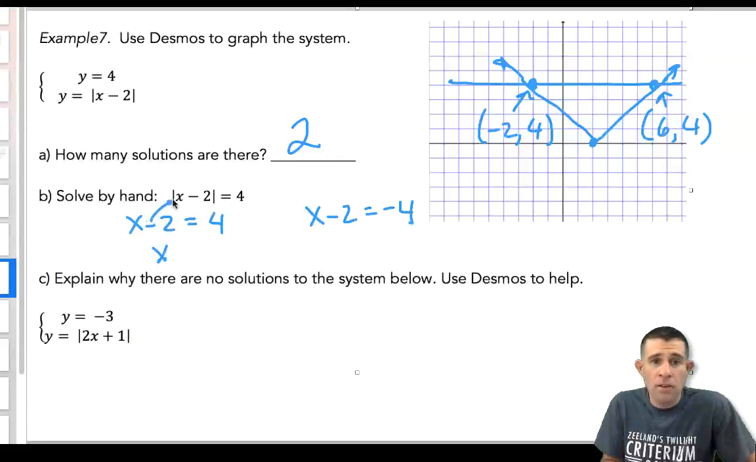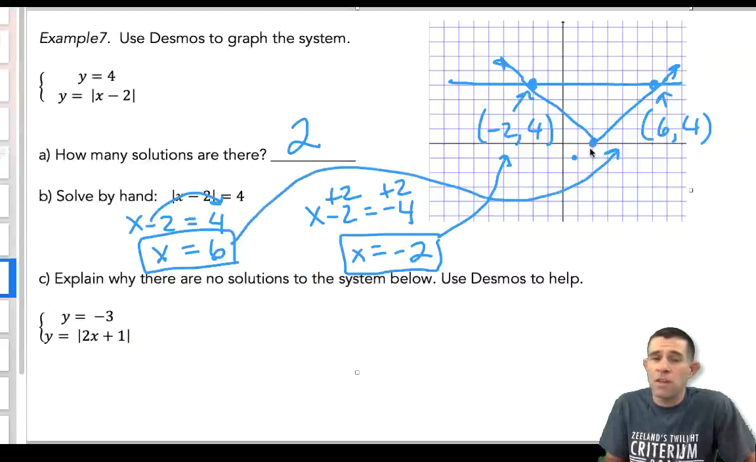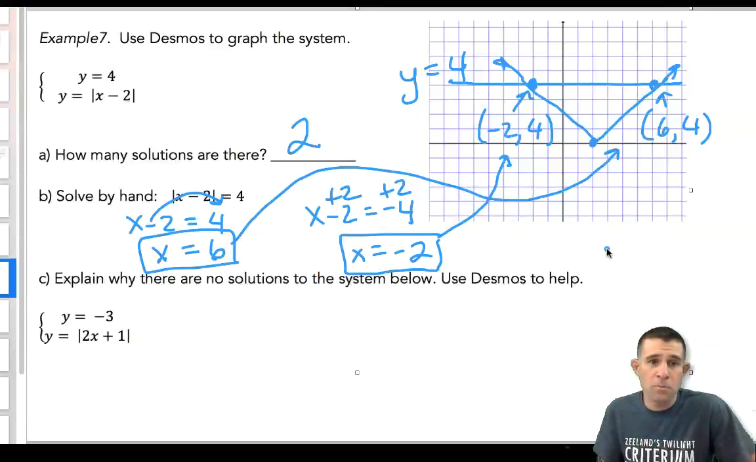I'm going to add 2 to both sides here, so this gives me x equals 6, and if I add 2 to this side here, I'll get x equals negative 2. So again, these are directly related to your intersection points that you see between the line of y equals 4 and y equals the absolute value of x minus 2.